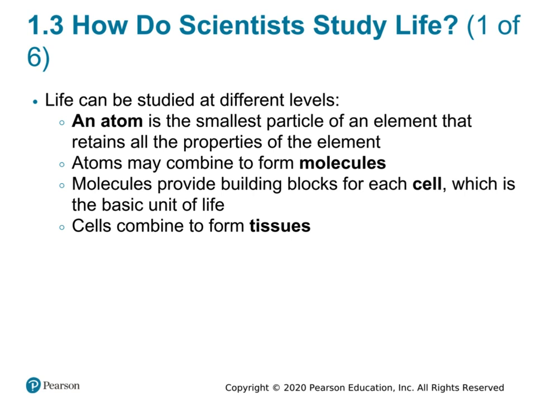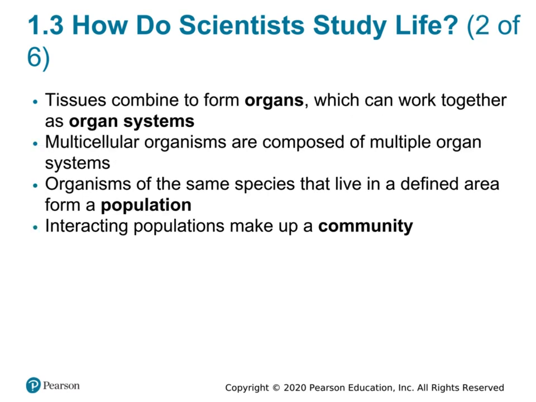When cells of a similar structure and function come together, they form tissues. And when tissues come together, especially at least two types of tissues, but sometimes all four, like muscle tissue, connective tissue, nervous tissue, and epithelial tissue, they form organs. Organs can work together as organ systems, like the heart and blood vessels making up the cardiovascular system. Many multicellular organisms are composed of multiple organ systems. And when you take all of these organ systems together as a whole, you're really looking at the organism.